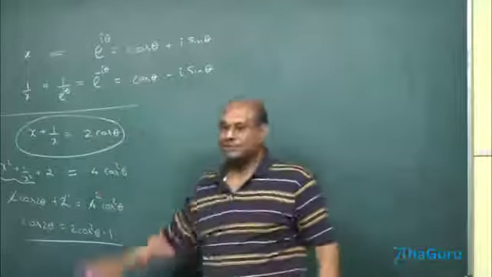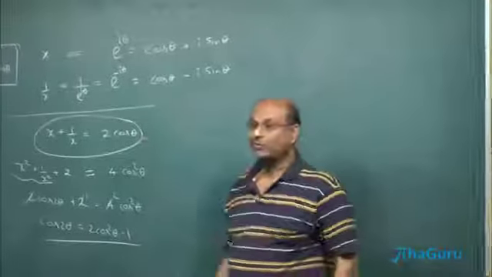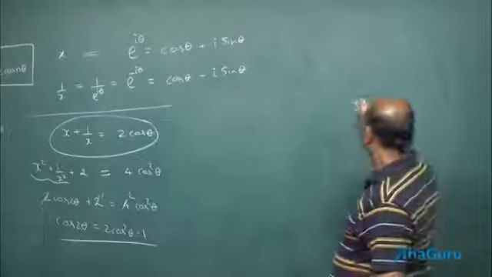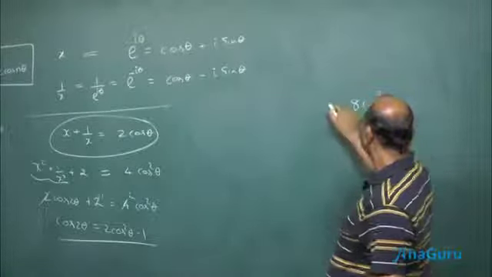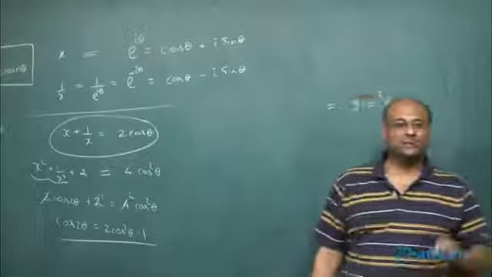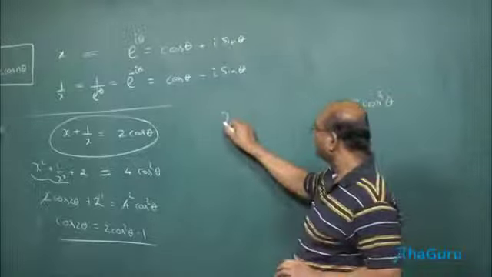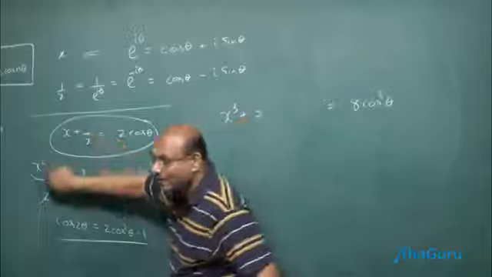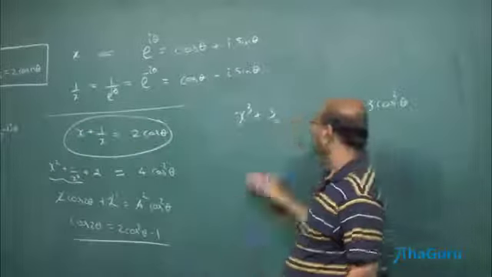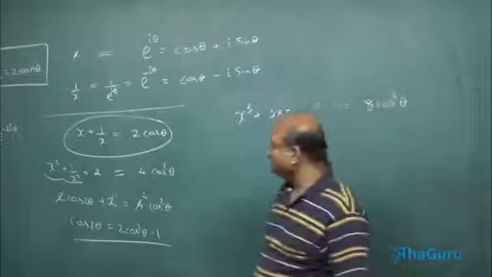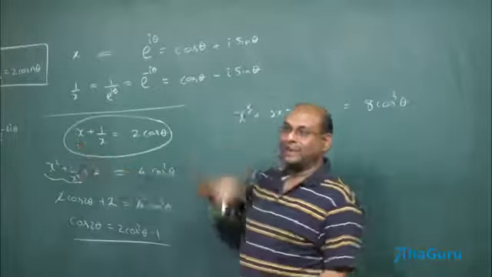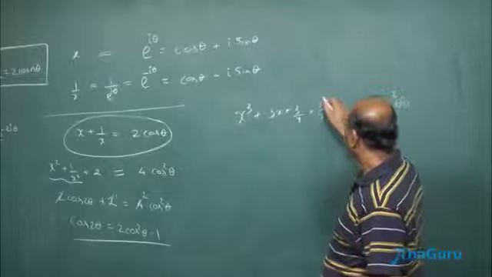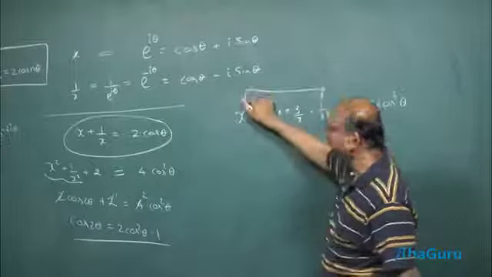Take this fellow and cube it. You want cos 3 theta, cube it. You want cos cube theta, cube it. If I cube this, what will I get? 8 cos cube theta. And on that side, what will I get? X plus 1 by x whole cube, which is x cube plus 3 times x square into 1 by x, which is x, plus 3 times x into 1 by x square, which is 3 by x, plus 1 by x cube.